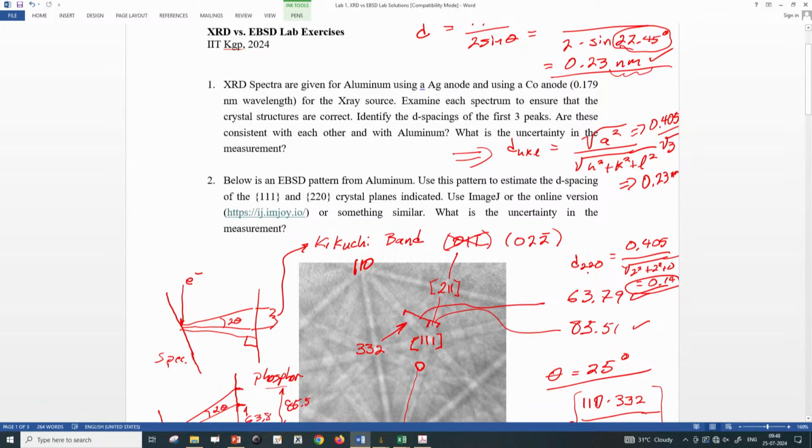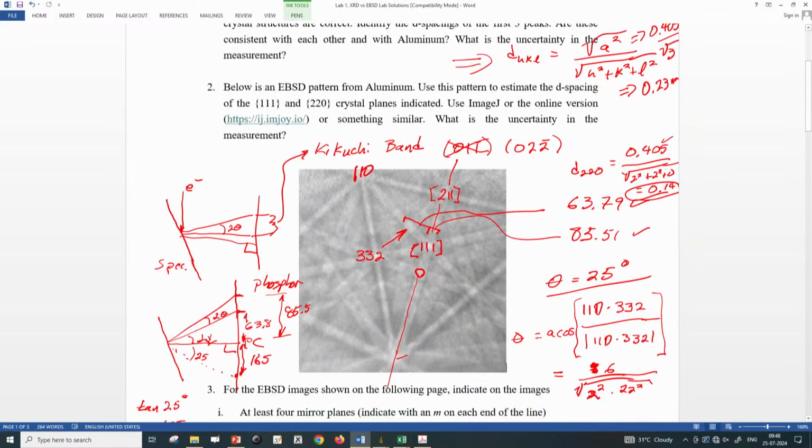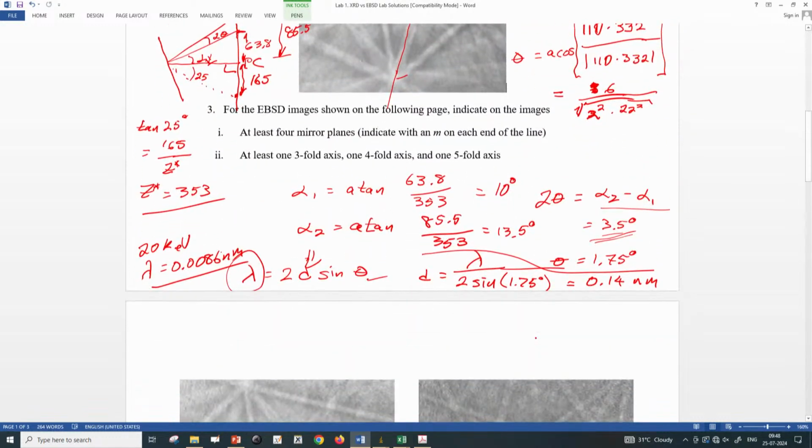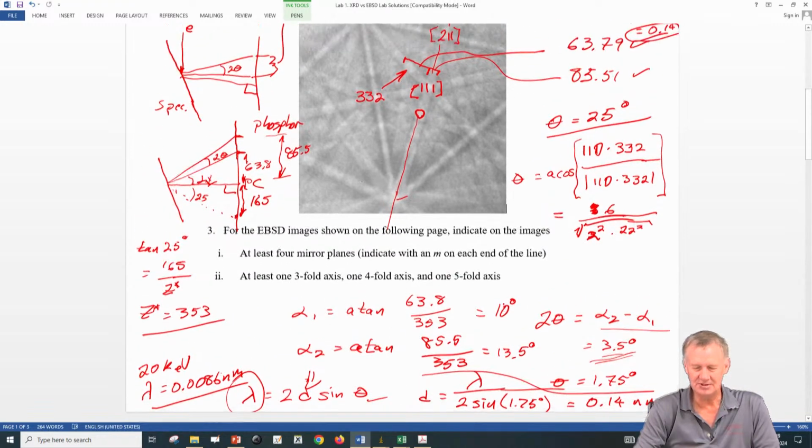Say that again. This is known from the lattice parameter, this one, 0.14. And then the one we measured, we came up with exactly the same, right? It surprises me. If the calibration is wrong, then it becomes different and then we can correct it.